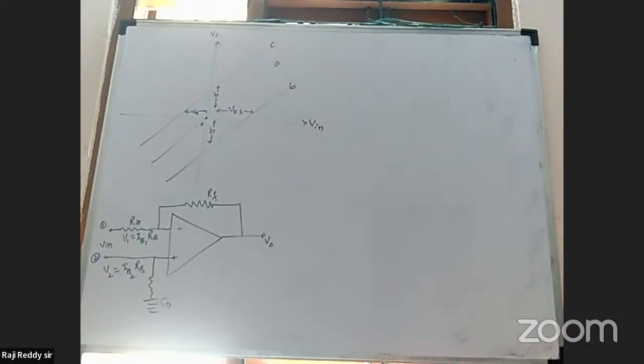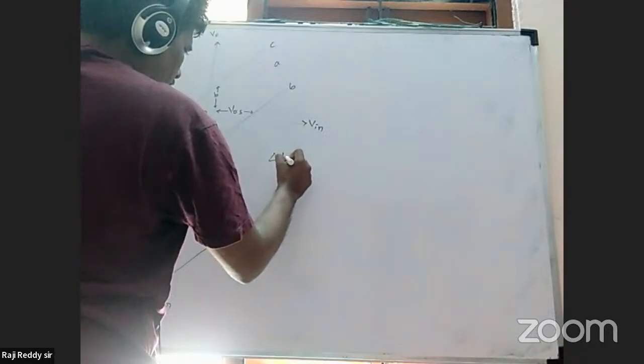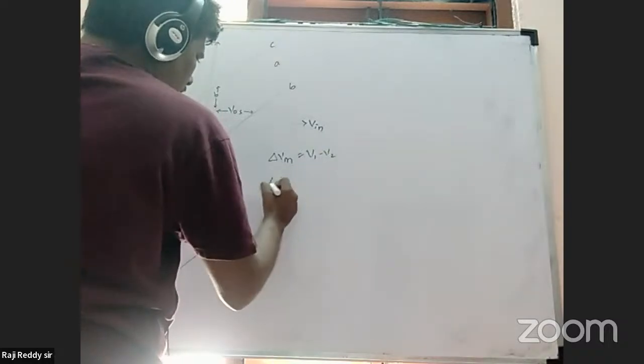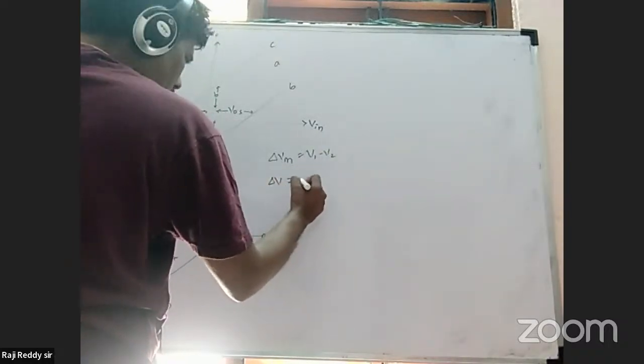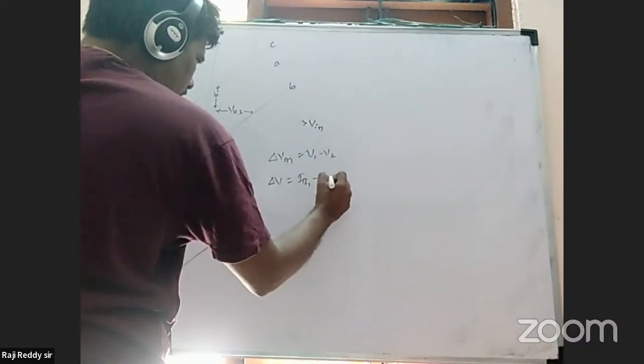V1 is equal to IB1 RB, V2 is equal to IB2 RB. V is equal to IR. Am I clear? The voltage difference between the two is called V1 minus V2. Then delta V, nothing but delta V in, equals V1 minus V2. Then delta V is equal to IB1 minus IB2 into RB.